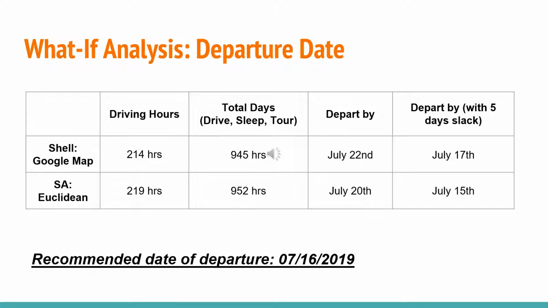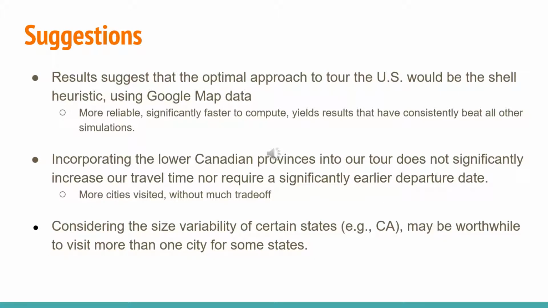Here we still suggest to apply a 5-day slack. Our results suggest that the computationally optimal approach to tour the US would be the shell heuristic using Google Map data. We found that it was more reliable, significantly faster to compute, yields results that consistently beat all the other simulations, and overall is easier to implement.